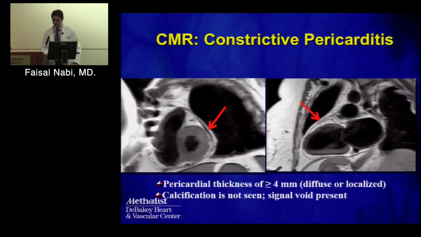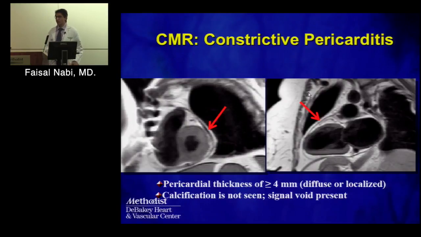CMR similarly can show you, this is a good example here, you can see a 4 millimeter thickening of the pericardium anterolateral to the left ventricle, and also here anteriorly to the left ventricle. Generally, again, a pericardium more than 4 millimeters thick is abnormal.